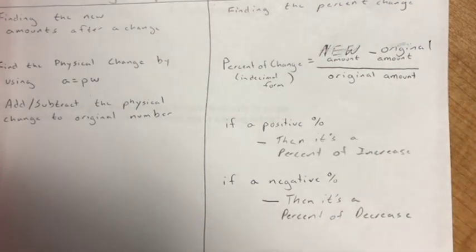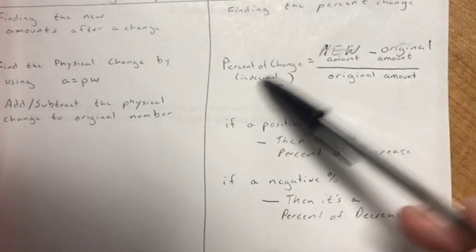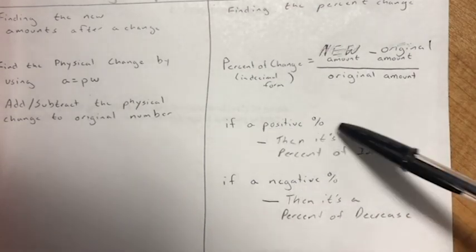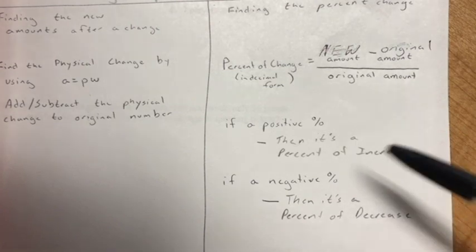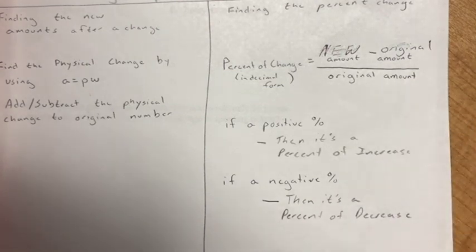However, it also tells me another thing. If this number that I get happens to be a positive percentage, it means that I had a percent of increase. I went up from my original number. I may have gone from $100 to $110. That is a percent of increase.